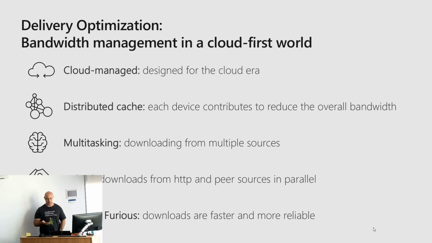So each device contributes to reduce overall bandwidth. So effectively, we've got peer-to-peer inside of our network. We can pull down from multiple sources. So we can pull from the internet, or pull down from local devices. We can do that in parallel. And the final bullet point here, fast and furious. Who thinks that's a good thing, fast and furious?